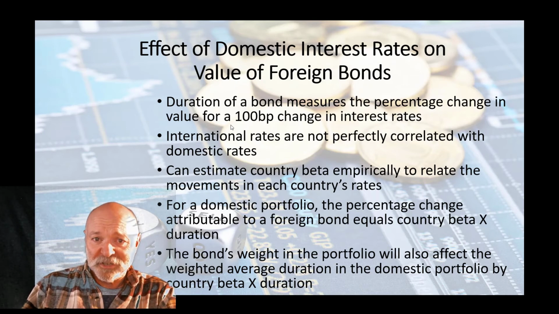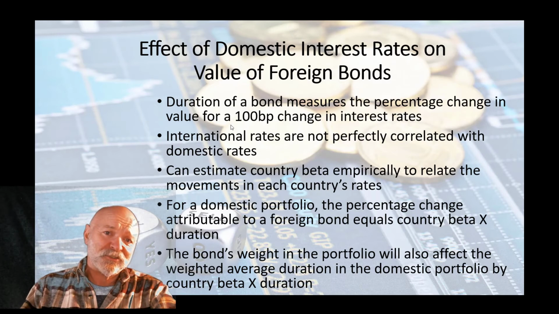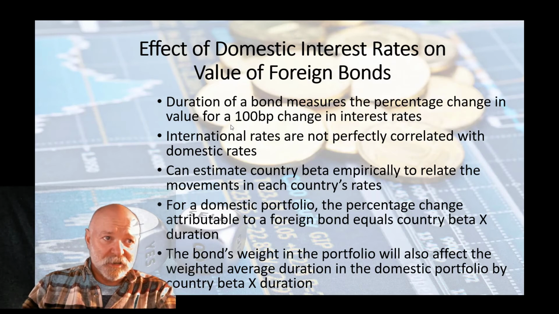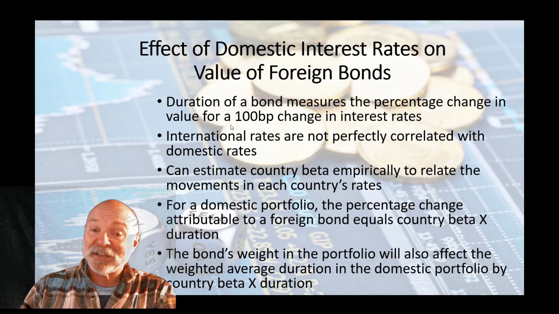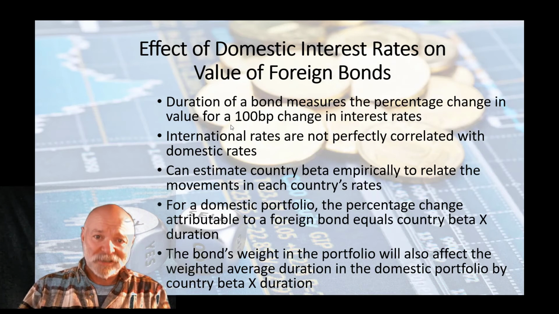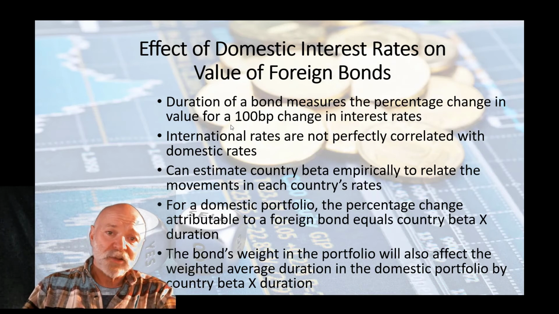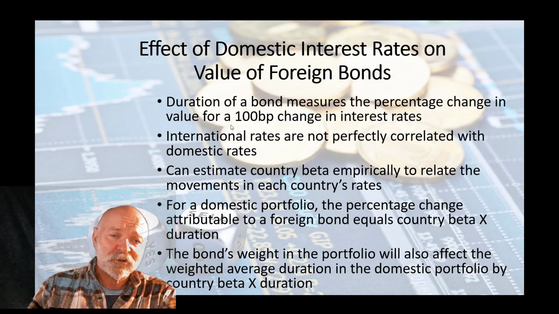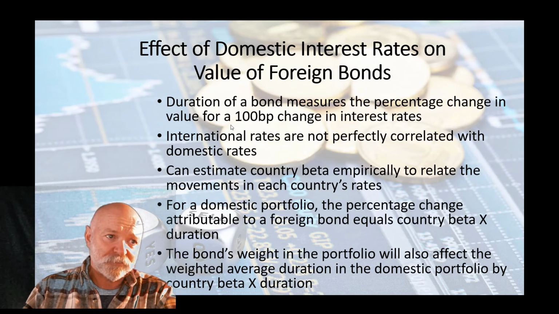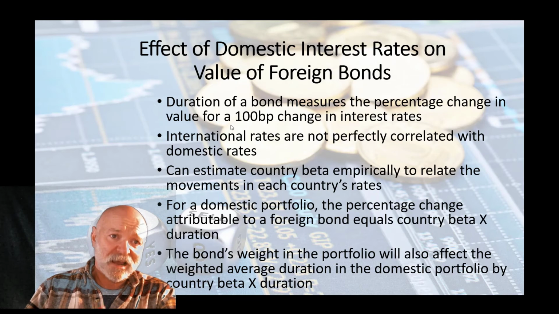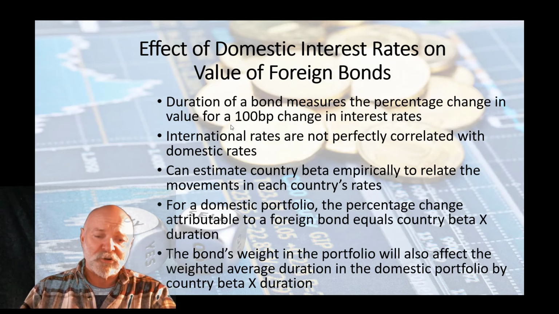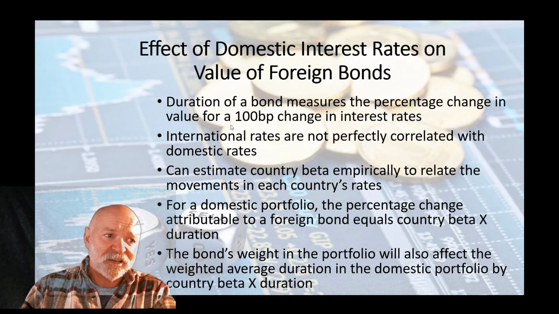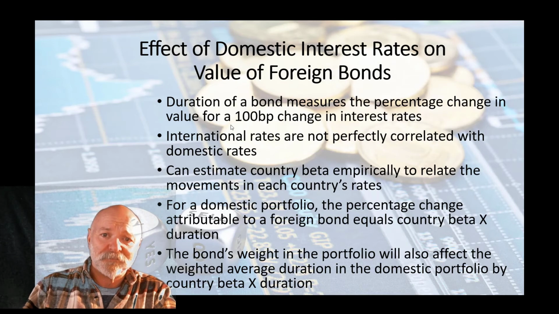You could essentially forecast that beta value that we talk about for equities in order to understand the expected volatility relative to our home market. For a domestic portfolio, the percentage change is going to be attributable to the beta times the duration. And our bond weighting in the portfolio will also be affected by the average duration of the domestic portfolio times the country beta.